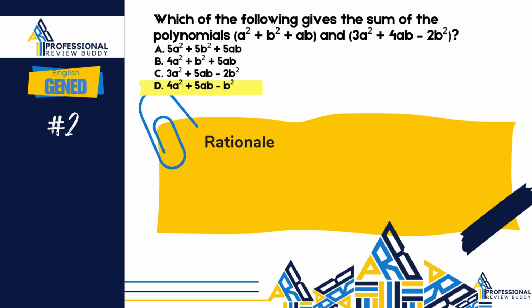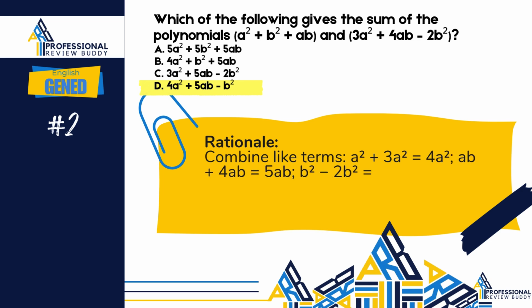Which of the following gives the sum of the polynomials a² + b² + ab and 3a² + 4ab - 2b²? Combine like terms. a² + 3a² = 4a², ab + 4ab = 5ab, b² - 2b² = -b².